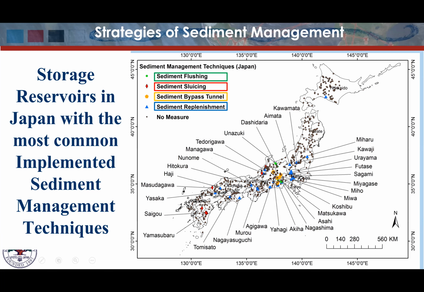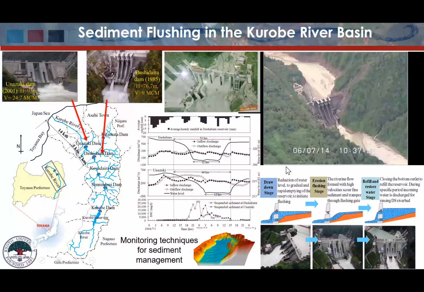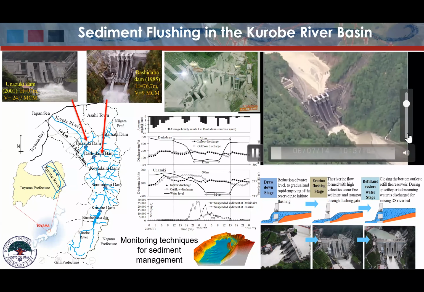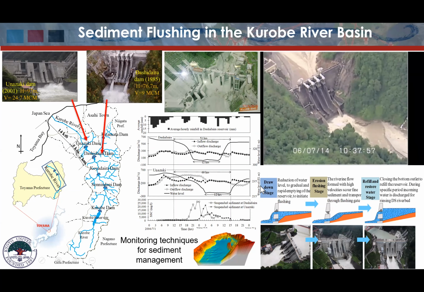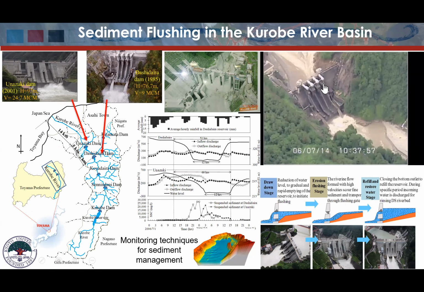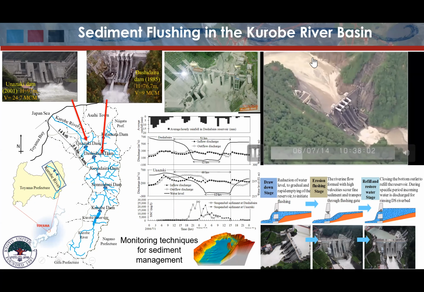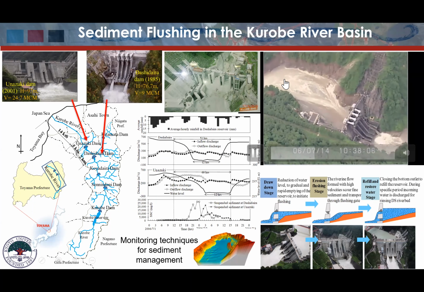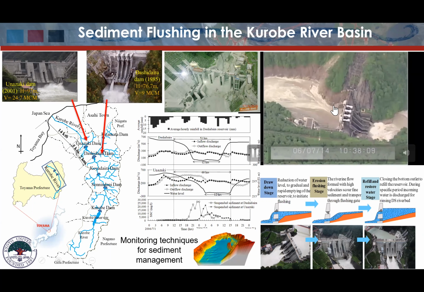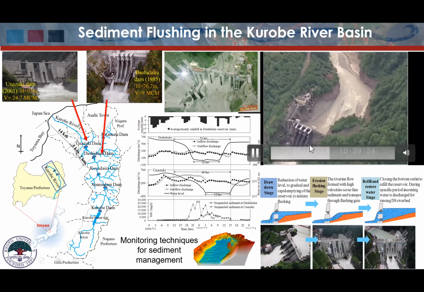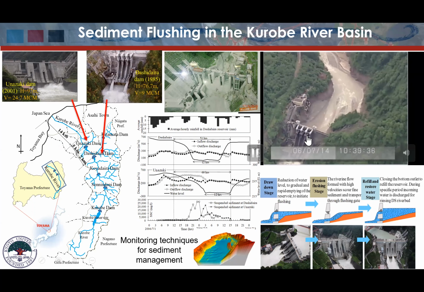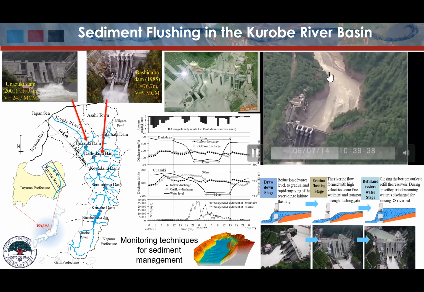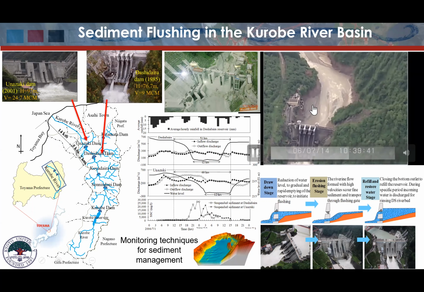So this map shows how our systems are really unsustainable. You can see here this is sediment flushing. This is the dam itself, and usually the water is very high and the reservoir is filled with water. But with the concept of flushing, we have to open the two gates on the right and left to release the water and the sediment and create a high free flow flushing.